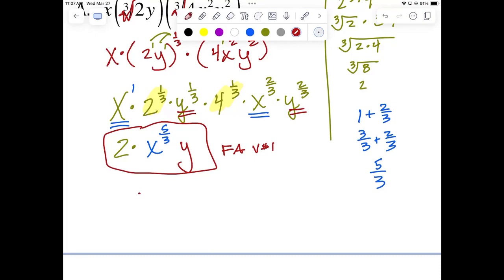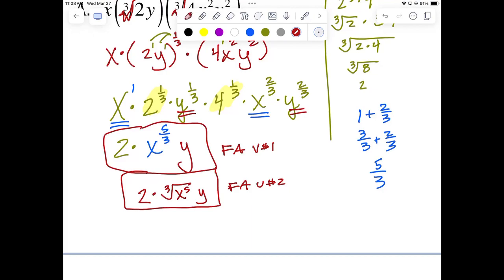But I could write the middle one as what? There's two different ways I can write it. Is that the 5th root of x cubed or the cube root of x to the 5th? Cube root of x to the 5th. Yeah, times y. This could be final answer version number 2. I like both of these. Either one of these work for me.